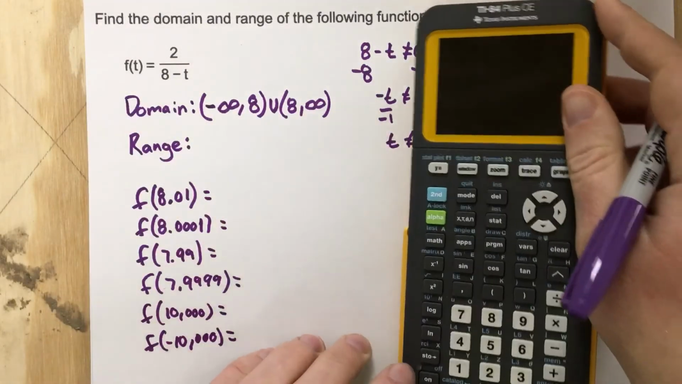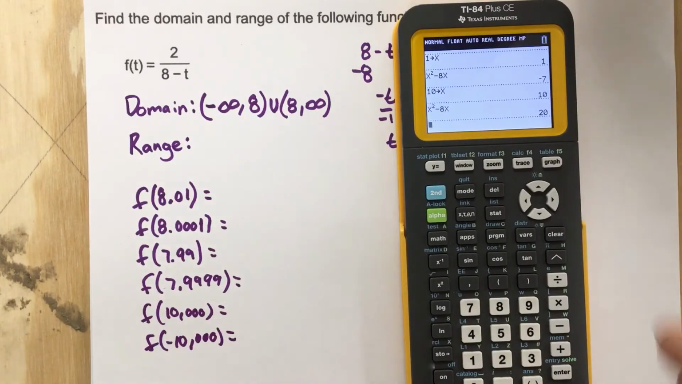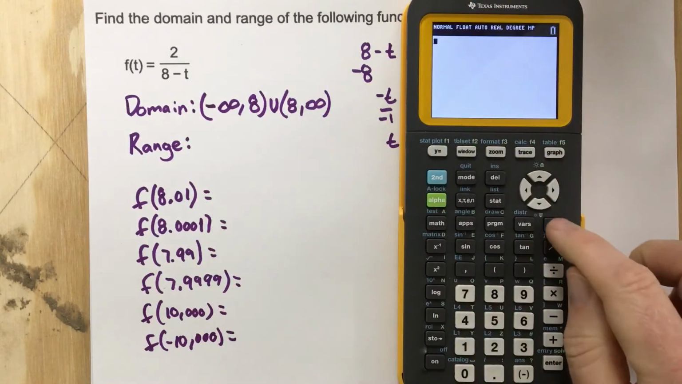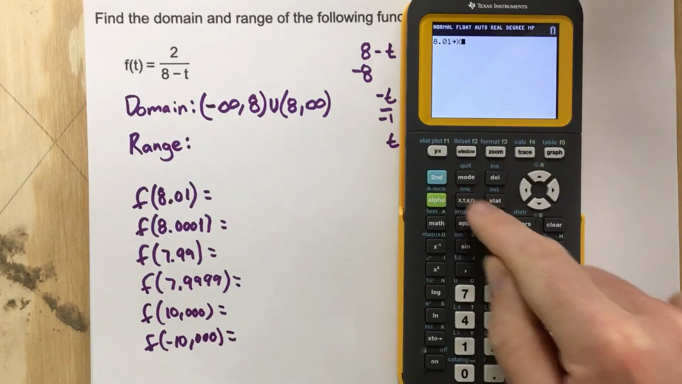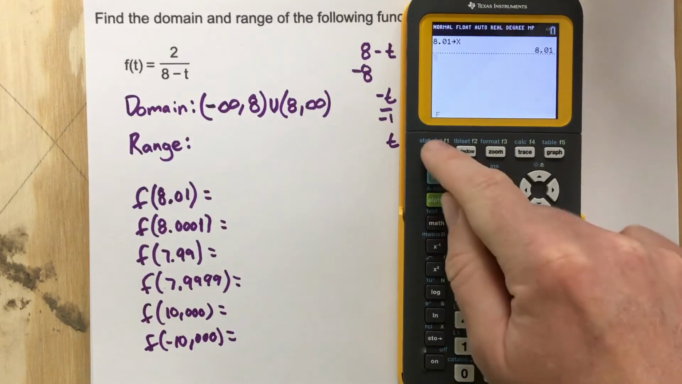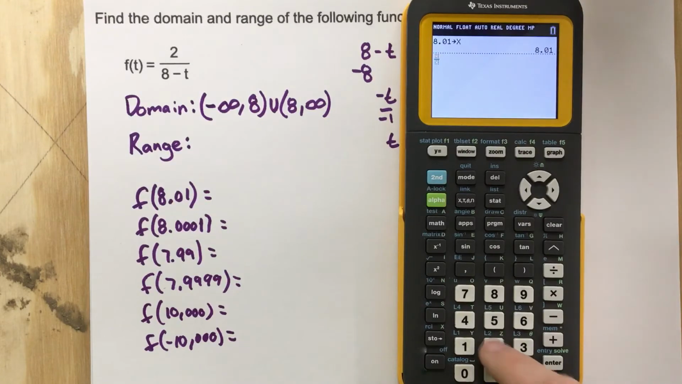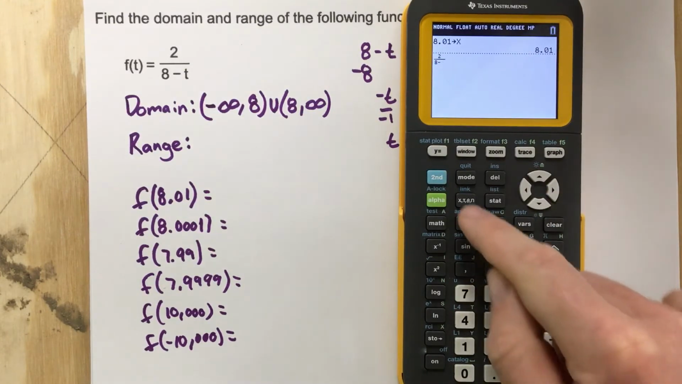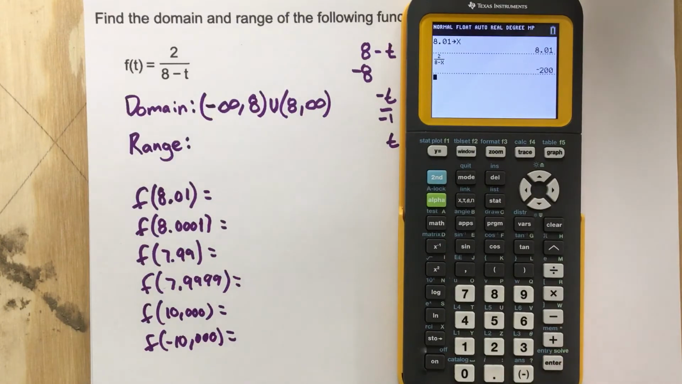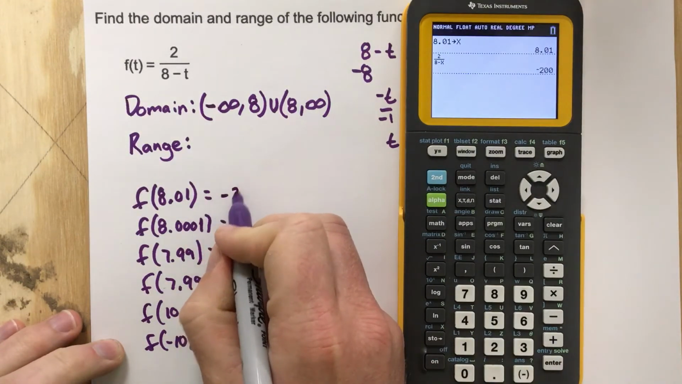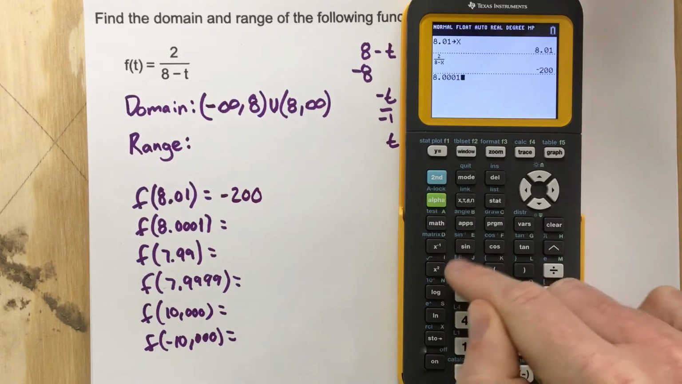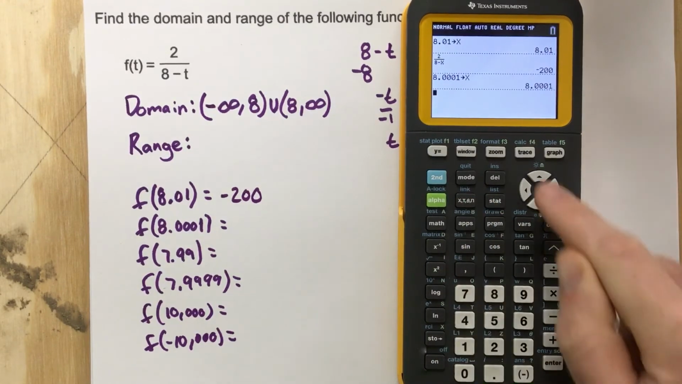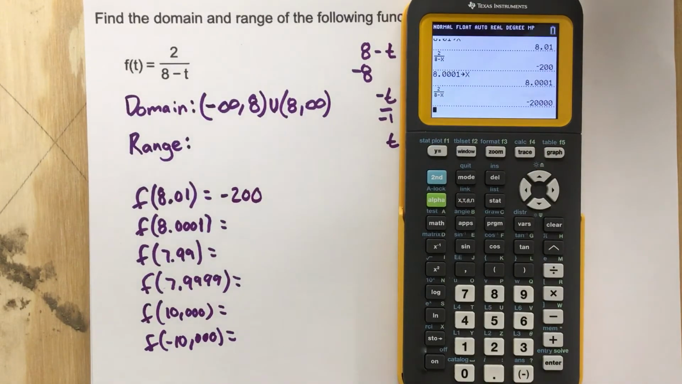So with the calculator, I'm going to use the store key. I'm going to store 8.01 as x, and then type in the function, using the fraction, 2 over 8 minus x, hit enter. That gives you negative 200 for 8.01. Now I'm going to use 8.0001, store it as x, grab that function again. Now I get negative 20,000.